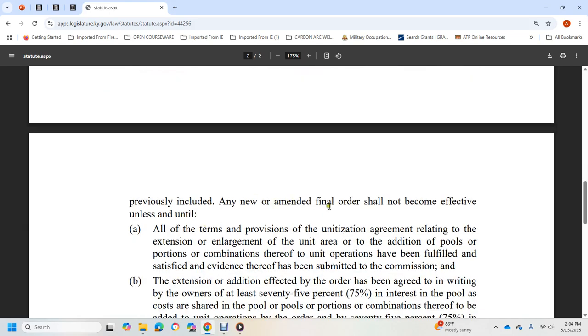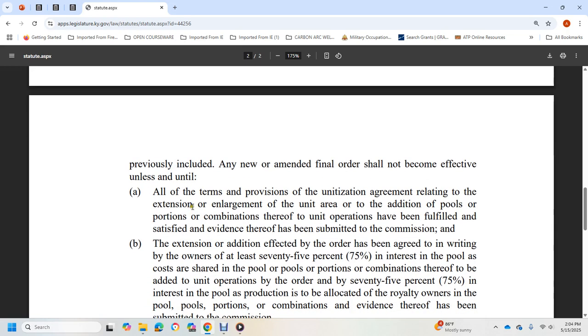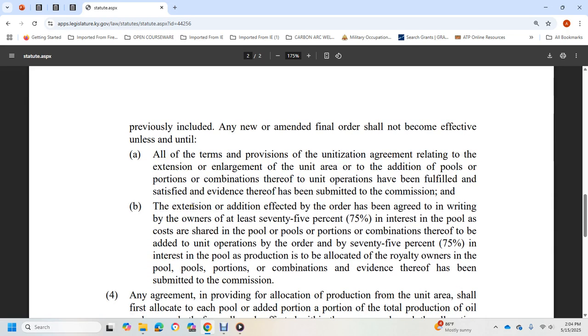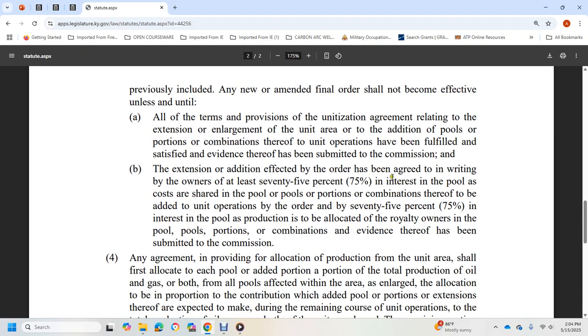Previously included, the new amended final order shall not become effective unless and until all the terms and provisions of the unitization agreement relating to the extension or enlargement of the unit area and additional pools, or portion or combination thereof, of the unit operations have been filed with, and satisfactory evidence thereof submitted to, the Commission. The extension or addition effective with the order shall be agreed to in writing and ordered by at least 75% of the interest of the pool, with the share of the pools and pool portions combined to be added to the unit operation order by 75%.